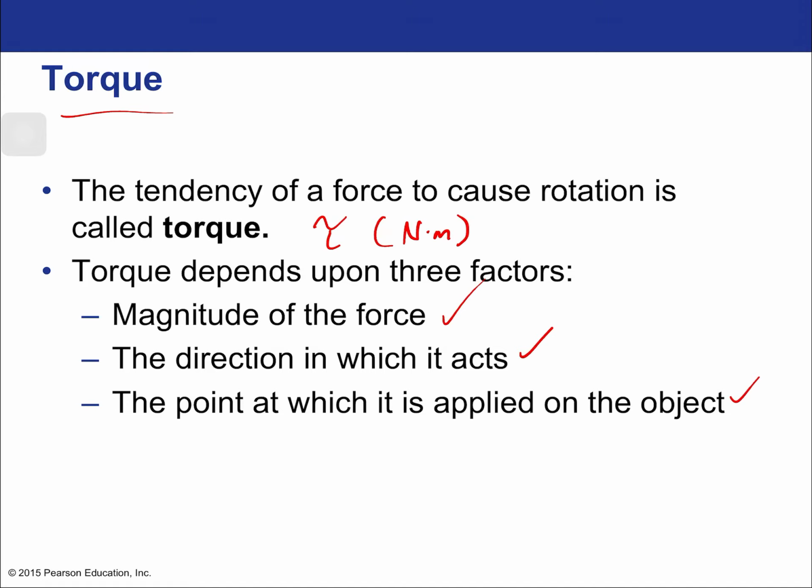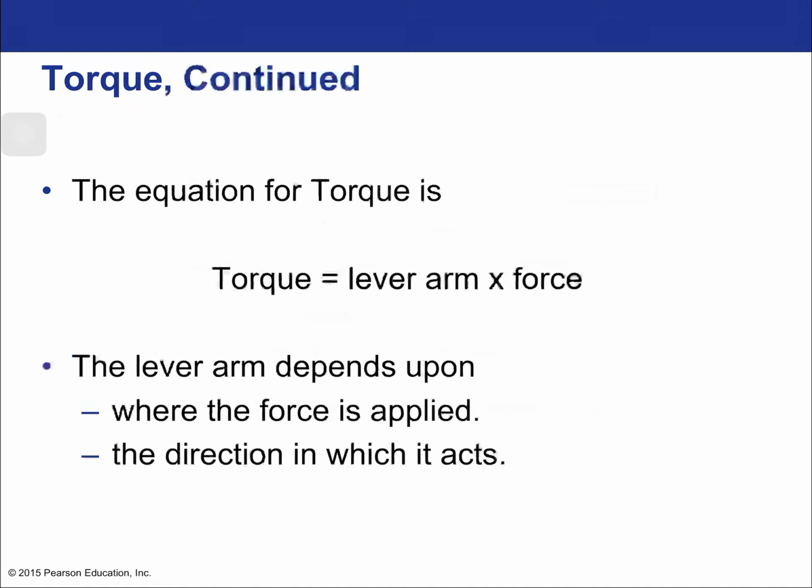All right, let's get more into torque. The formula for torque is lever arm multiplied by force. This is where we get that idea of newton and meter, so you can see where the units come from. And the lever arm itself depends upon the force and the direction. So that's where the direction comes up, in the concept of the lever arm. Location and direction give the lever arm.